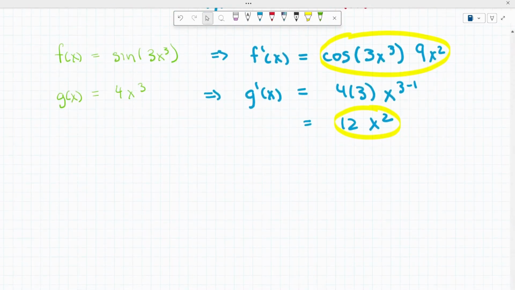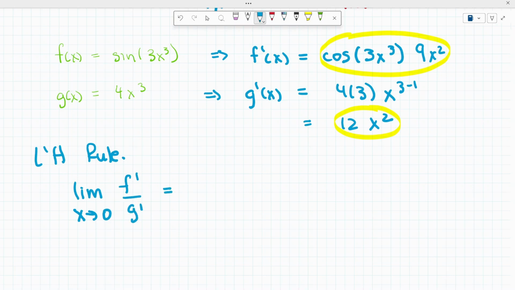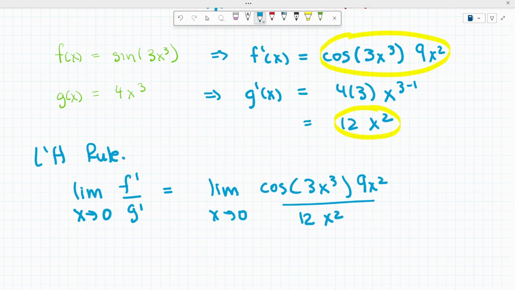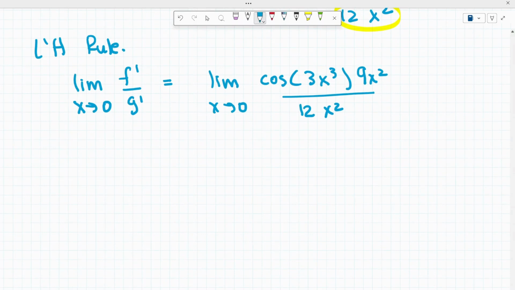Okay, so now that we've got our f prime over here, and our g prime over here, let's go ahead and use L'Hopital's rule. We now look at the limit as x approaches 0 of f prime over g prime, because that equals the limit as x approaches 0 of f over g by L'Hopital's rule. So let's plug in our f prime over g prime. Here we have the limit as x approaches 0 of cos 3x cubed times 9x squared divided by 12x squared. Okay, so this is looking very promising so far.